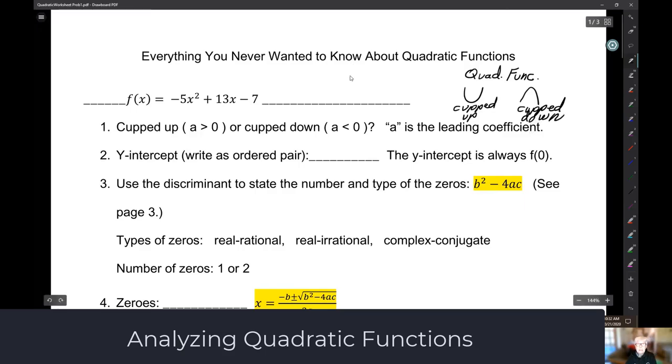Now, a sure way to tell, of course, is to graph it. But if you don't want to do that, the other sure way to tell is to look at the leading term, the highest degree term, and notice that the coefficient is negative. That means you're cupped down. So let's underline that. Cupped down. So it's going to look like this.